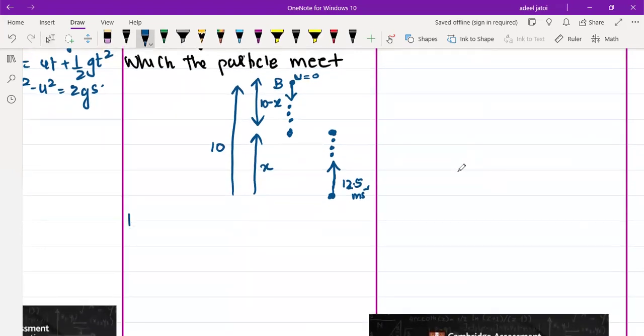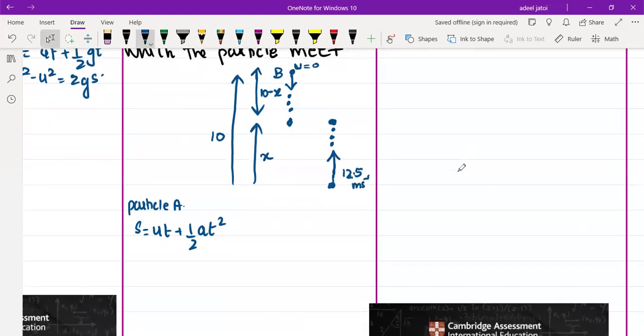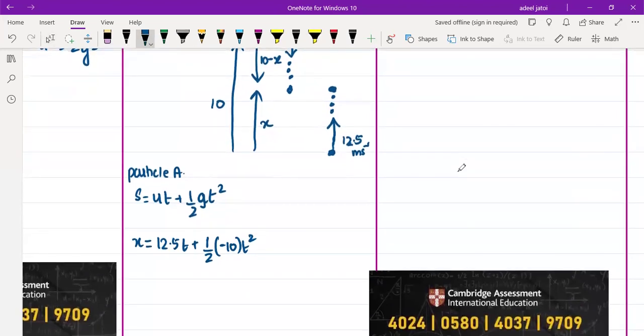So particle A: s is equal to ut plus half at square, because I need to find the variable x. Now I know the distance is x. Your initial speed is 12.5t plus half a t square. Since it is going upward, a will be minus 10, and we do not know the time. So your x equation will be 12.5t minus 5t square.